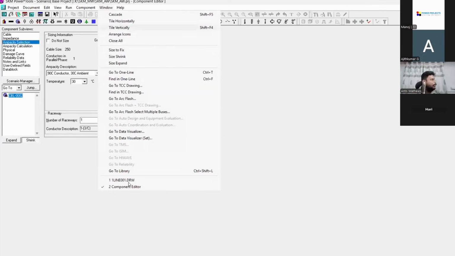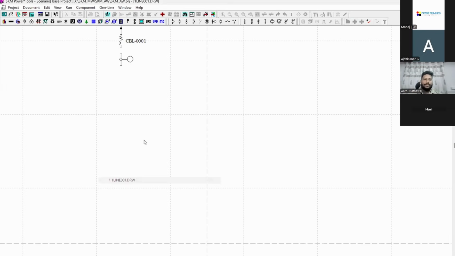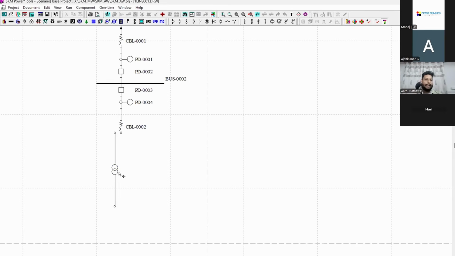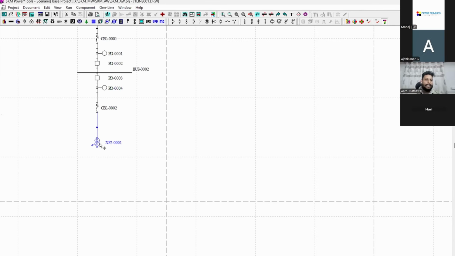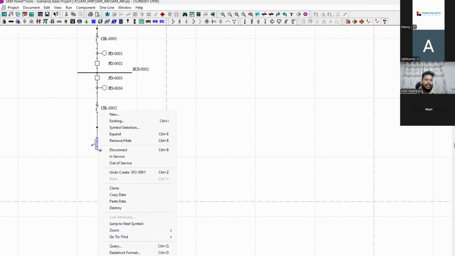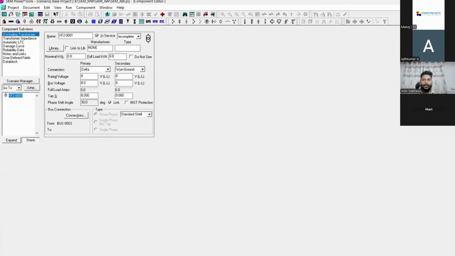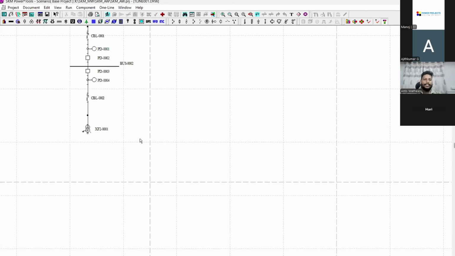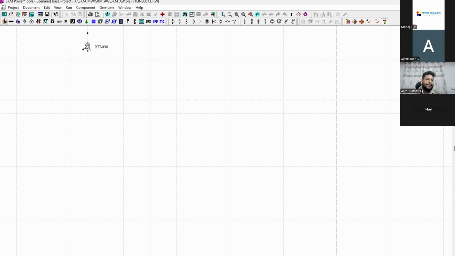Next I'm going to model my transformer. You can see the transformer, I can pick and drop it. In the transformer, again, right click and go to the component editor. Let me model the entire system first, then I will go to the component editor. Next we require, again, to connect the LV switchgear, which is the MCC.